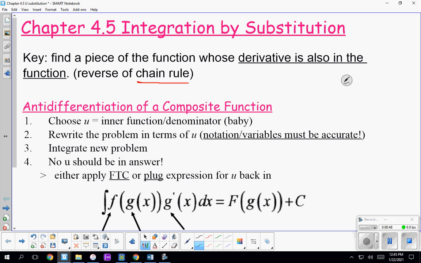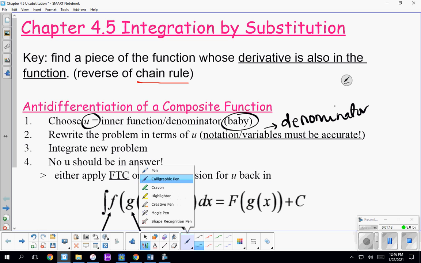So first step, we're going to choose a substitution for u. We want to rewrite the integral so that it looks a lot easier. And you want to pick something that kind of looks like a baby. So pick an inside function, or maybe even a denominator. Denominators are definitely helpful. If there looks like there's two inner functions, choose the one that looks the most complicated. And then we want to rewrite that function in terms of u.